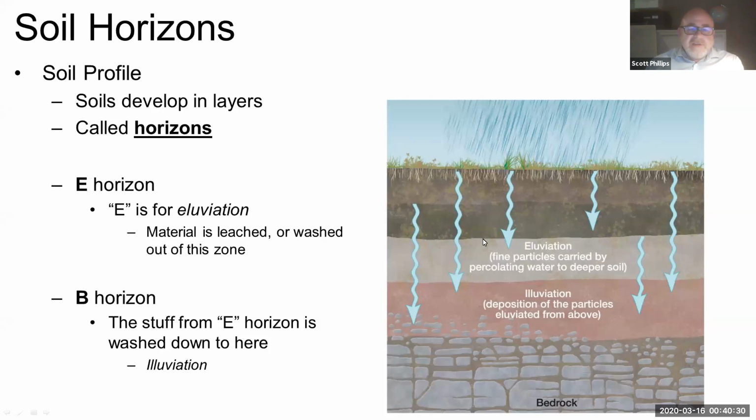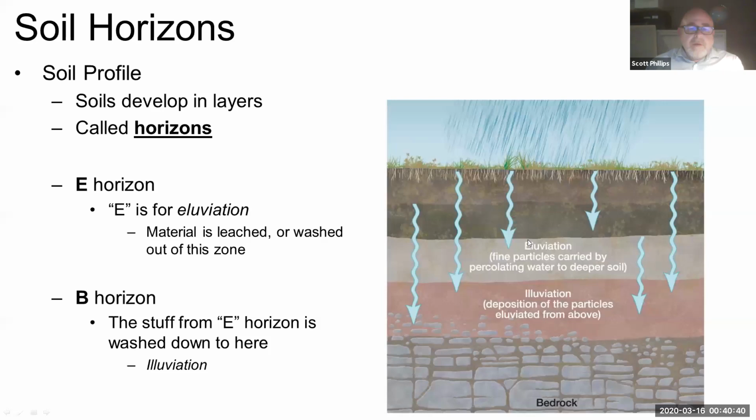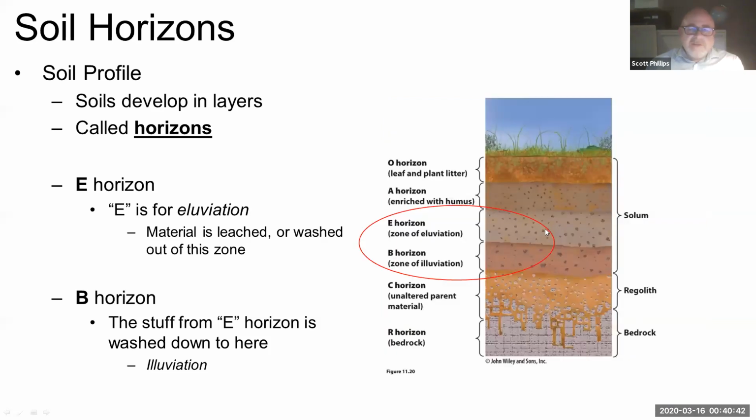So eluviation is where it gets washed out, and then it collects down into the zone of illuviation with an I below there. I should note, however, that many soils, especially the soils around where we live in the Central Valley, lack an E horizon, and it goes straight from A to a B.